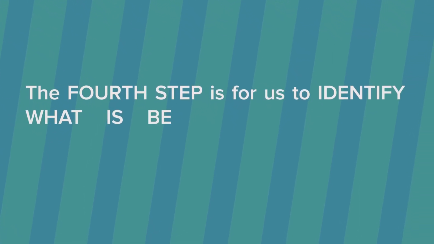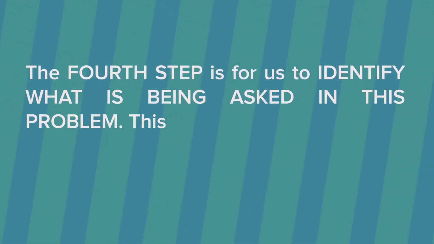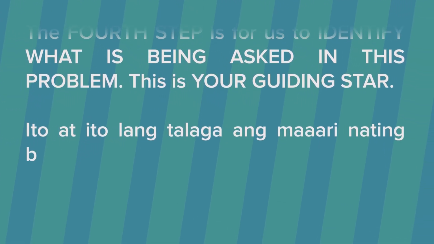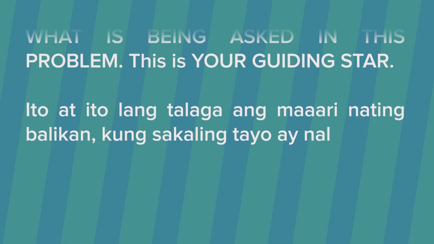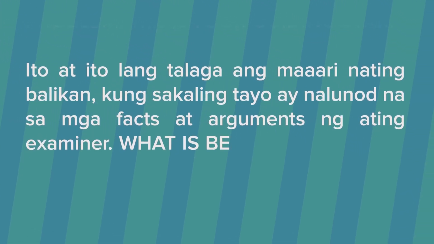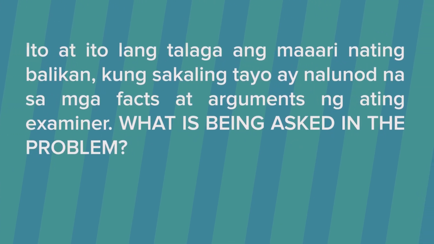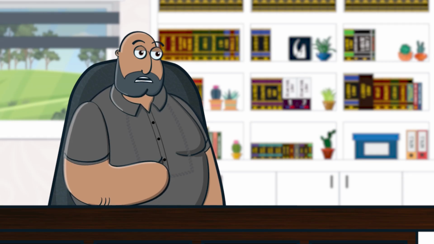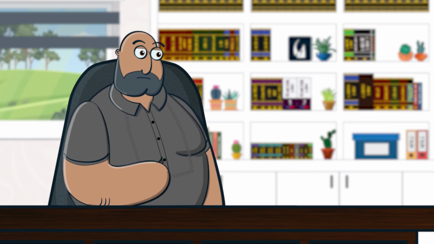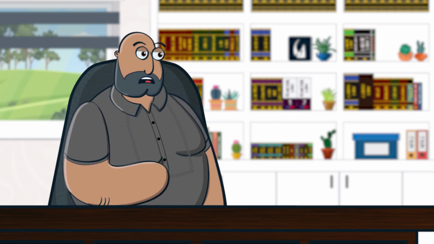The fourth step is for us to identify what is being asked in this problem. This is your guiding star. Ito at ito lang talaga ang maaari nating mabalikan kung sakaling tayo ay nalunod na sa mga facts at arguments ng ating examiner. What is being asked in this problem? Here the examiner is asking us to step into the shoes of the judge. We are being asked whether we will convict or acquit Raul for whatever crime he was being charged with. Then we must offer a short explanation.